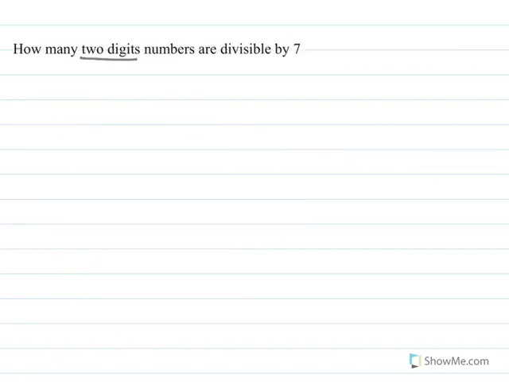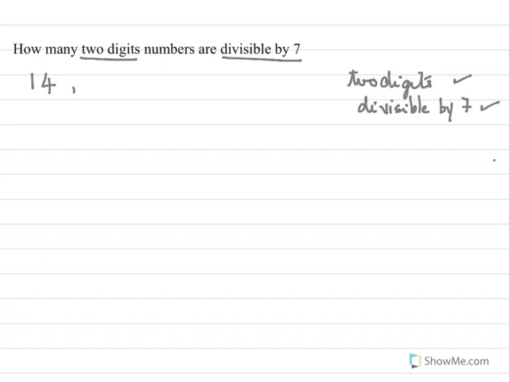How many 2-digit numbers are divisible by 7? So there are two conditions here. The numbers should be 2 digits and divisible by 7. Now the first 2-digit number is 10, but it is not divisible by 7. So the first 2-digit number divisible by 7 is 14. It satisfies both conditions. It's 2 digits and divisible by 7. The next one is 21. Then we have 28, and it goes on. And you see the last number that is 2-digit and divisible by 7 is 98.